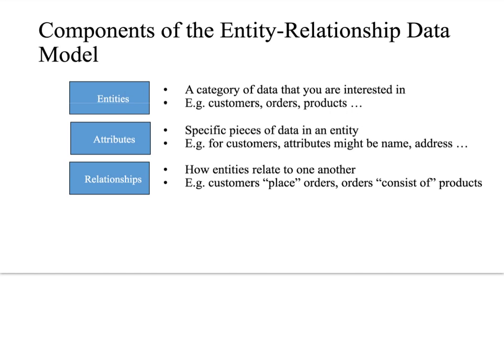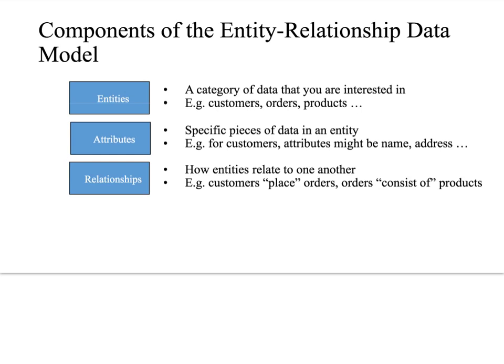There are three components to the entity relationship diagram. First, there are entities. These are the categories of data that you might be interested in. For example, if you're thinking about a sales report, you might be thinking about customers, orders, prices, products, etc.